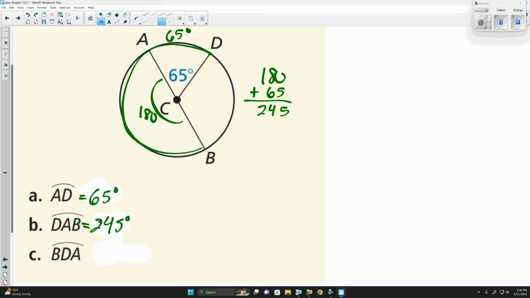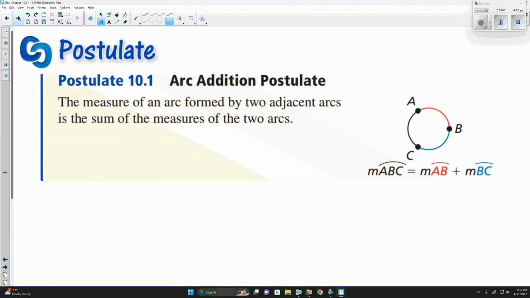And lastly, BDA. BDA, yes. That's it. Questions on any of this here? Okay. We ready for the arc addition postulate? Yes? Okay. Be ready for this.